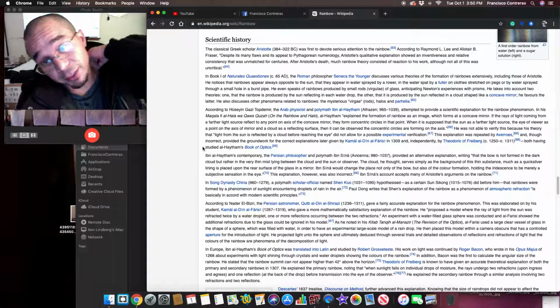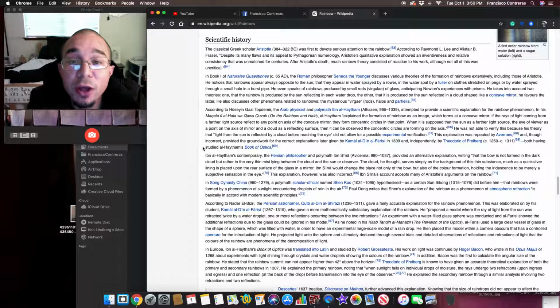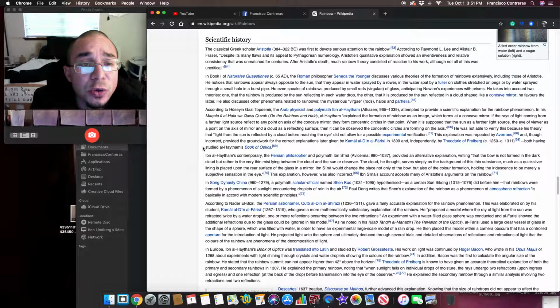Scientific history. The classical Greek scholar Aristotle, 384 through 322 BC, was first to devote serious attention to the rainbow. According to Raymond L. Lee and Alistair B. Fraser, despite its many flaws and its appeal to Pythagorean numerology, Aristotle's qualitative explanation showed an inventiveness and reflective consistency that was unmatched for centuries.